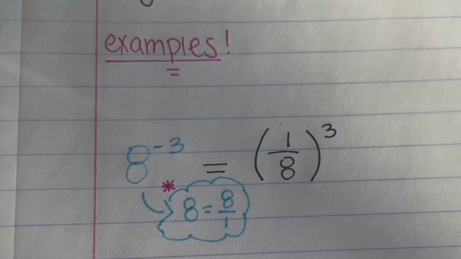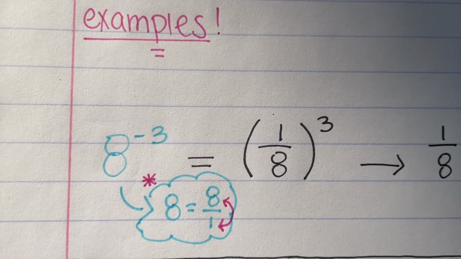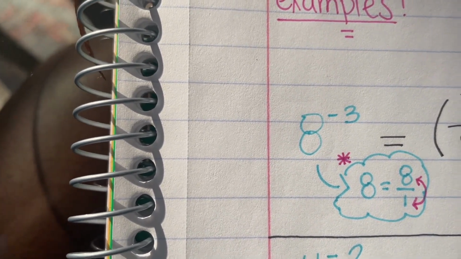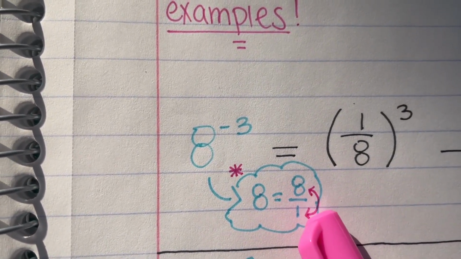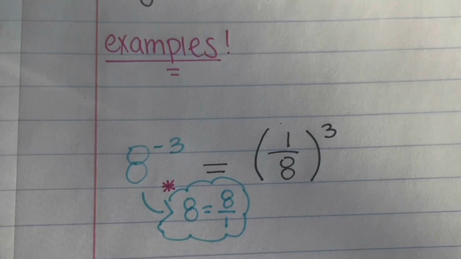So now that we have that, we want to take the reciprocal of that, and reciprocal basically means doing the inverse, or really just switching the fraction. So if we were to find the reciprocal of 8 over 1, we're just going to make that 1/8. And we do that because then that makes our exponent positive. So now we can solve this like we would any other problem with an exponent. All we have to do is multiply 1/8 by itself 3 times.